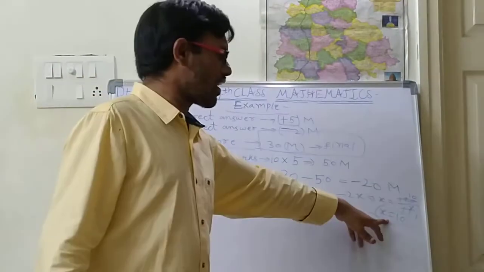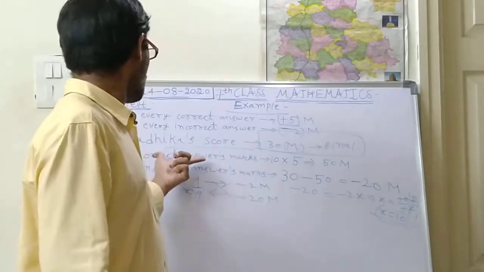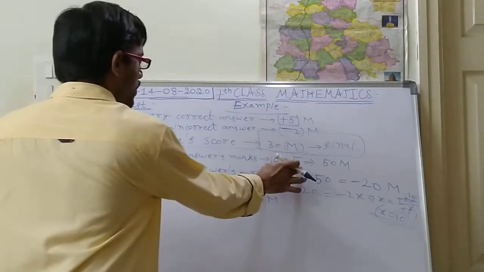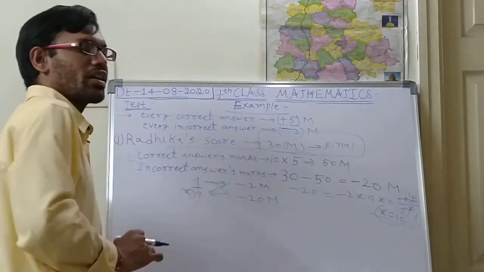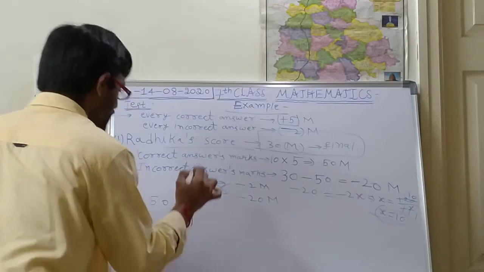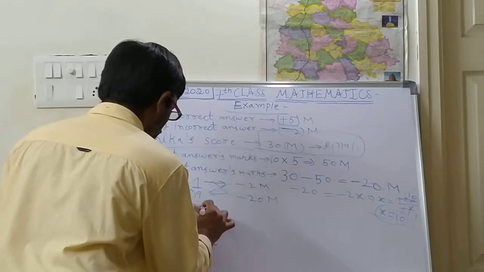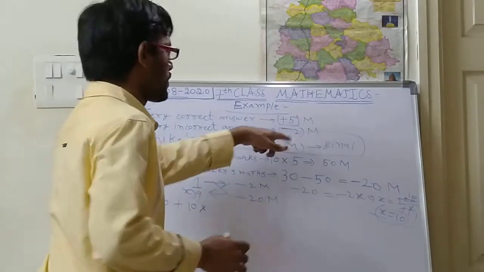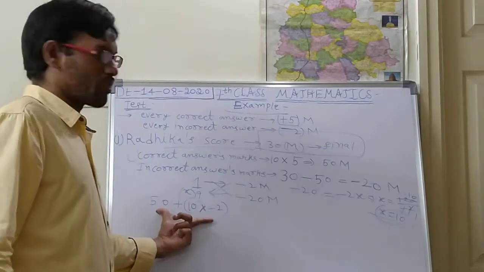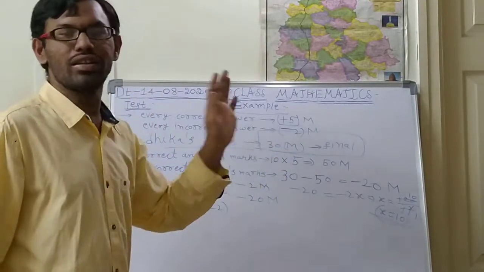So is this answer correct or not? We have to check. How do we check? We have to check with the correct answers and incorrect answers. For the correct answers, she has written 10 correct answers. So 10 into 5, 50. Plus incorrect answers, how many are there? 10 incorrect answers. So 10 into, for each incorrect answer, minus 2. So 10 into minus 2. If this problem gets 30 marks, then whatever we have done is correct.